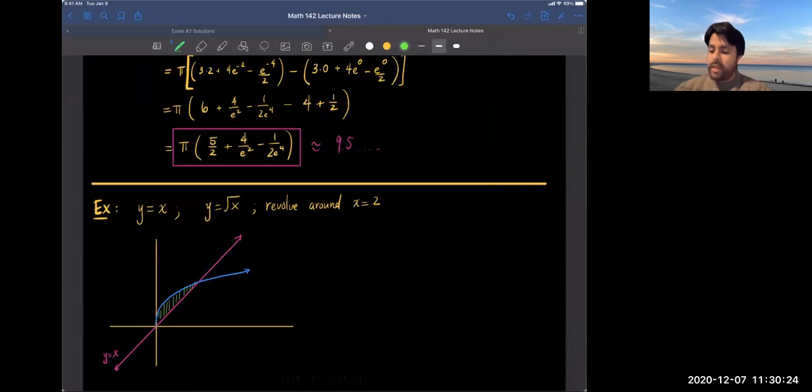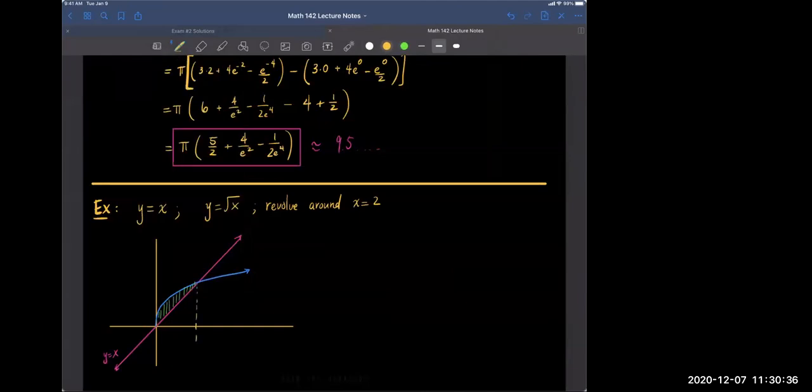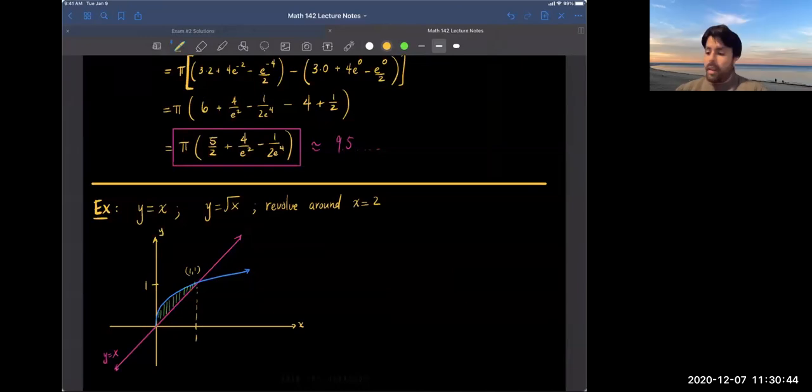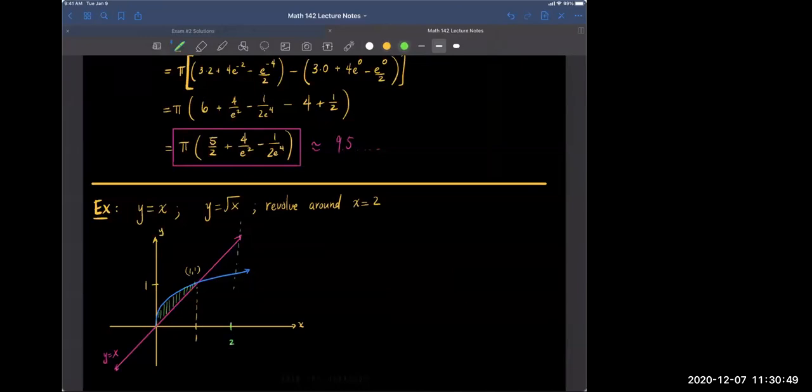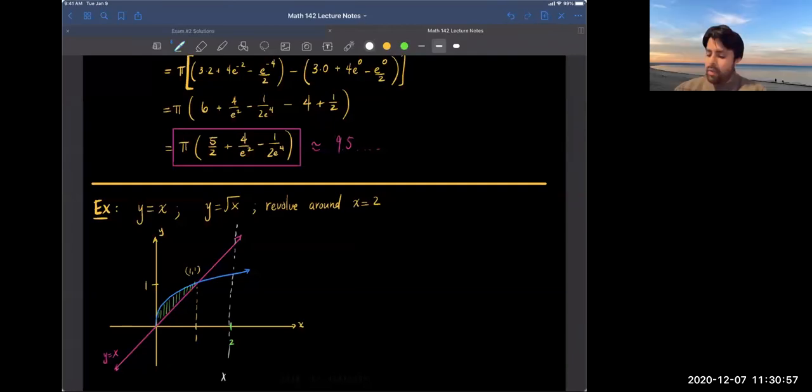Now the difference here is that I'm going to revolve around the line x equals 2. If you were to set them equal to one another, you should know that the intersection point here is 1 comma 1, right? This is 1 comma 1. But now my axis of revolution is this one. X equals 2 is my axis of revolution.